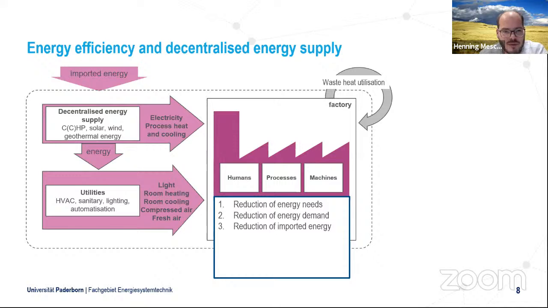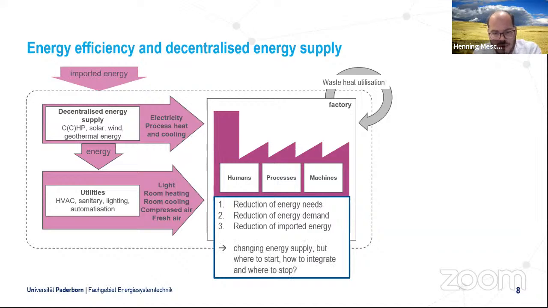So we can do that on the one hand when we use or reuse our waste heat. On the other hand, we can think about a decentralized energy supply within our factory. So we can directly implement some renewables like solar PV, solar thermal, some wind, even geothermal energy. And I'm very happy that the next speaker will talk about geothermal energy and the use in industrial sites. And we can also use CHP and CCHP, so cogeneration and tri-generation, directly within our factory.